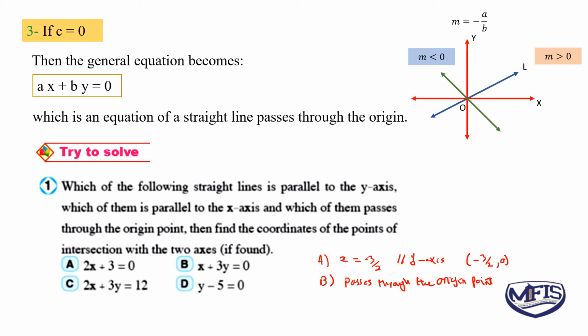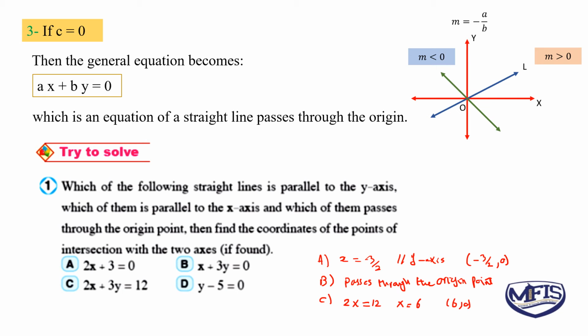And letter C, 2x plus 3y equals 12. So we can find the intersection with the x-axis by putting y equals 0. So 2x equals 12, so x equals 12 divided by 2, which is 6. So the intersection is (6, 0).